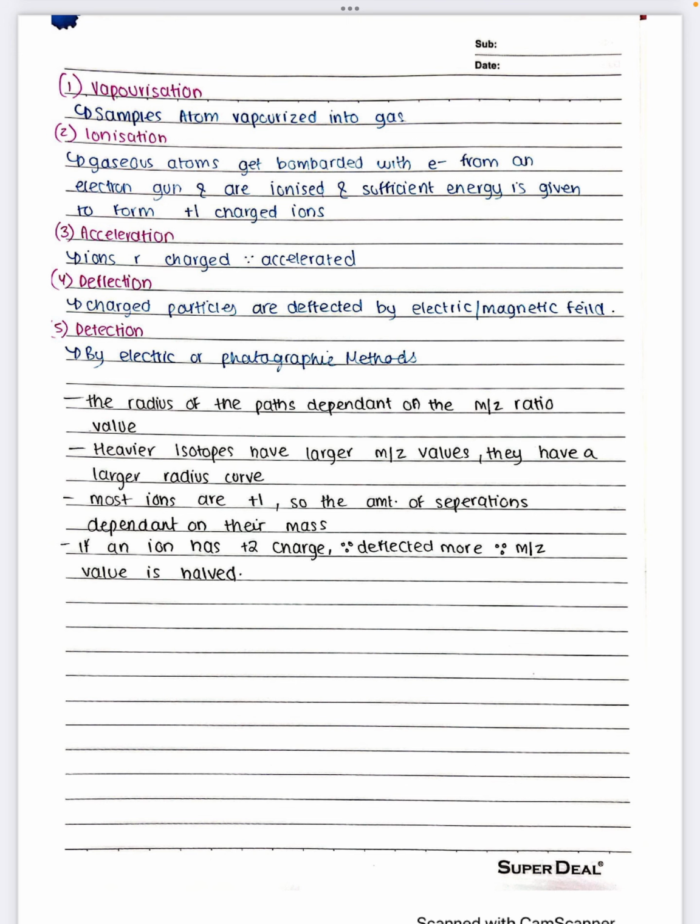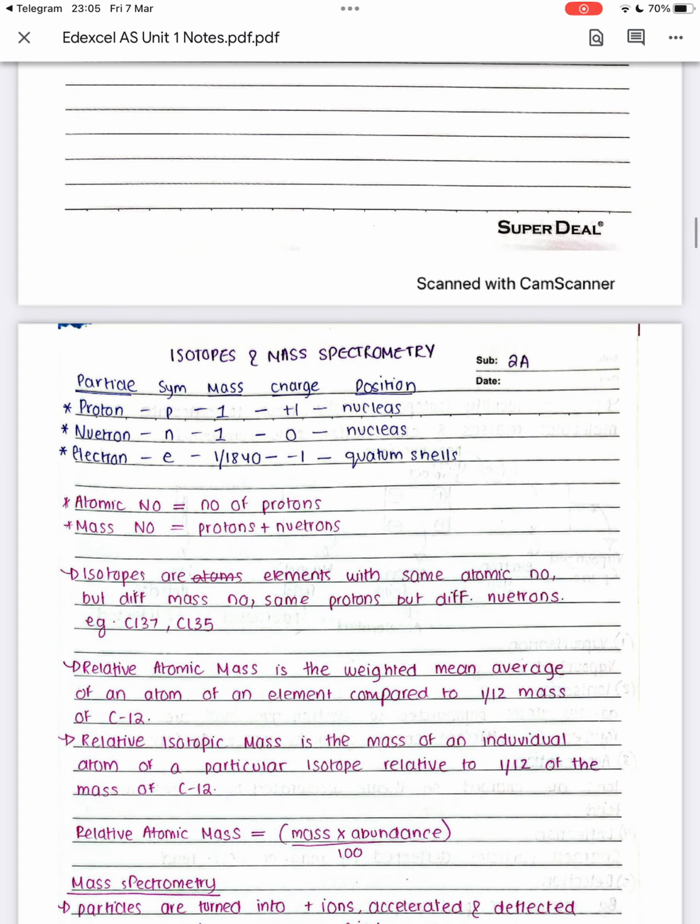The radius of the path depends on the m/z ratio value. Heavier isotopes have larger m/z values, so they have a larger radius curve. Most ions are +1, so the amount of separation depends on their mass. If an ion has a +2 charge, it is deflected more, so its m/z value is halved.